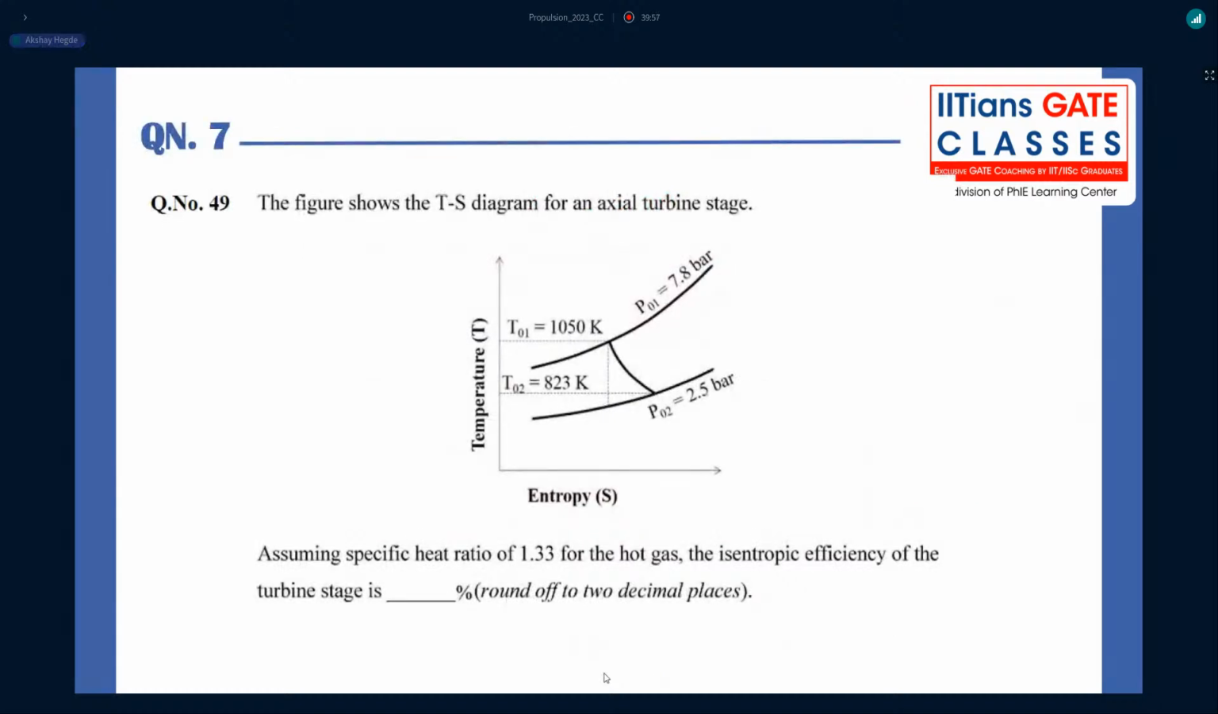So again, this question is relatively straightforward, but it is not given in the conventional way you are used to practicing in classes. You are given the map, that is a Mollier diagram or TS diagram, and from here you have to pick the information to calculate. The calculation is very straightforward the moment you understand the TS diagram.